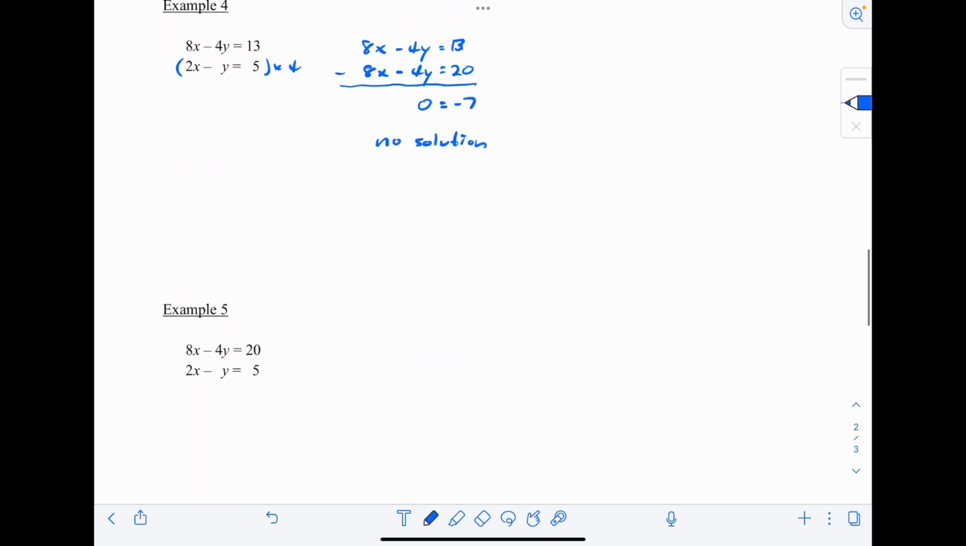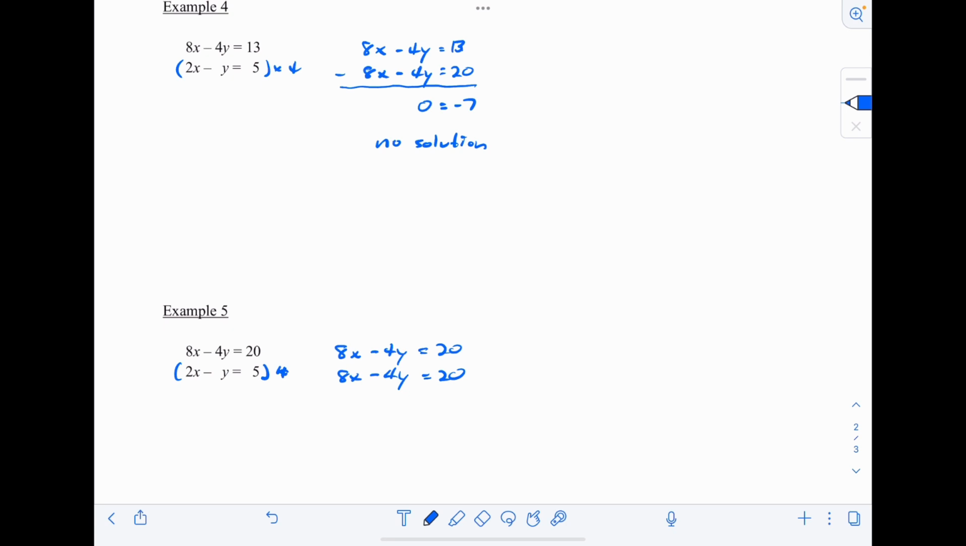All right, number 5, notice that it's almost the identical system as in number 4. And so I guess just kind of let the cat out of the bag a little bit here. When we multiply by 4, top again stays the same. The bottom, 8x minus 4y equals 20. And of course, you'll notice the equations are the same. If we were to just subtract, we get 0 equals 0.